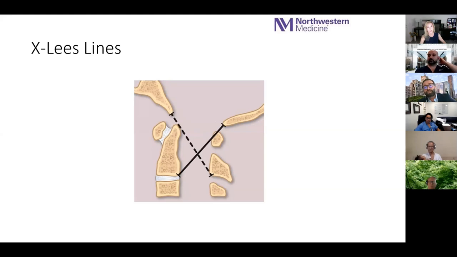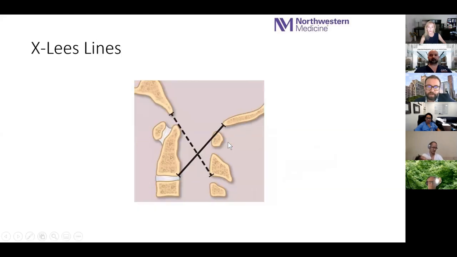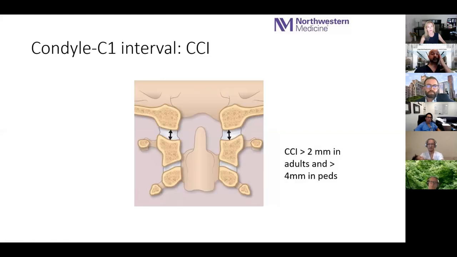Wackenheim's line, what does that mean? You draw a line from the basion down to C2 this way, and from the bottom of C2 anteriorly to the opisthion. And where is my mouse? Yeah, here we go. If this violates the line, or the dens violates the line, then it's a dissociation. No one uses these anymore because you can look at the condyle-C1 interval: more than 2 millimeters in adults, more than 4 in peds, you get the diagnosis.